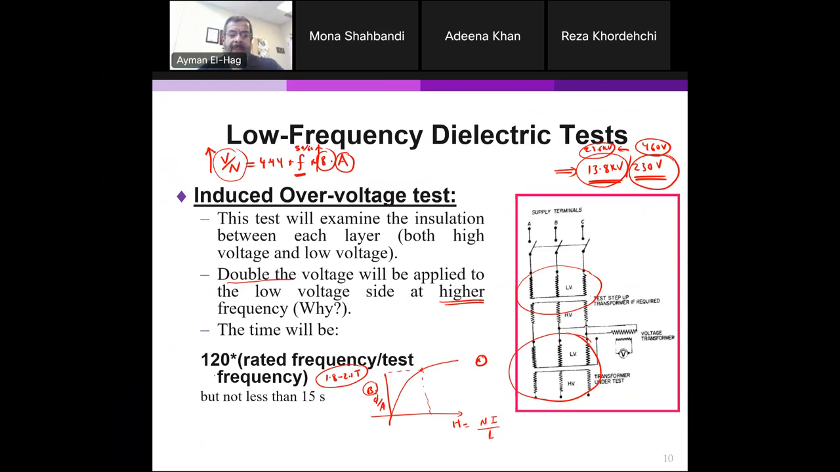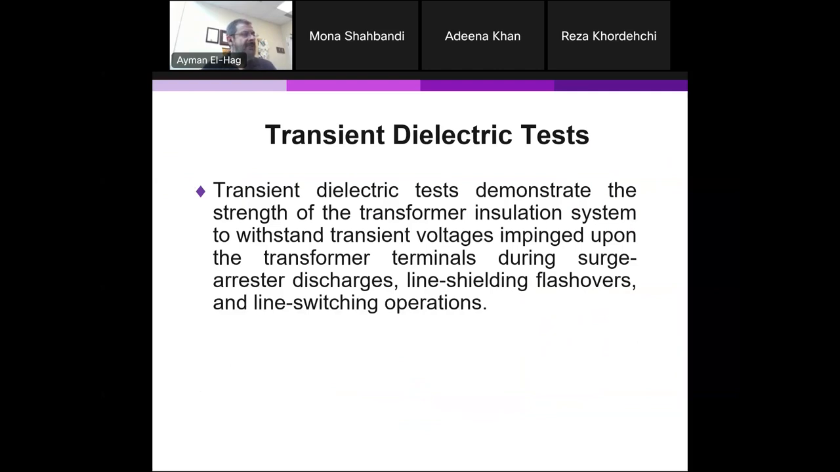So we apply this for how long? 120 times whatever rated frequency your equipment has, divided by the test frequency, but that should not be less than 15 seconds. We used to have the test for around 48 seconds when we tested our transformers, so we select the parameters to match the 48 seconds. So that is for these two tests, both the separate source voltage or high voltage test and the induced over voltage test. These are low frequencies.